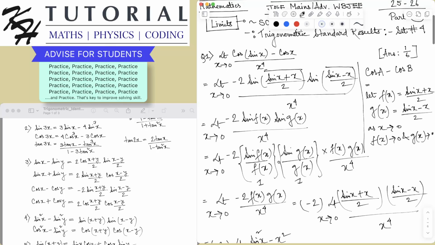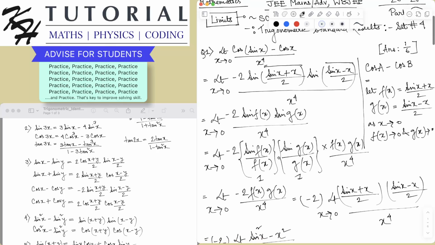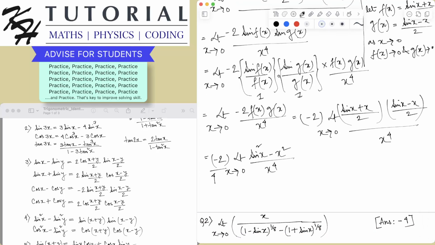Cos A minus cos B. So how to solve this now?